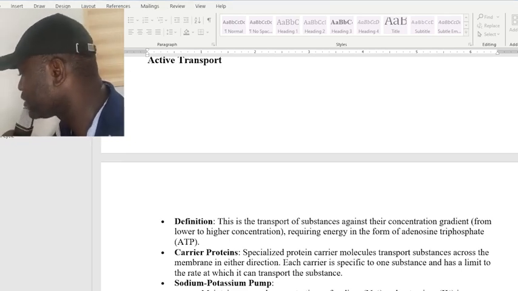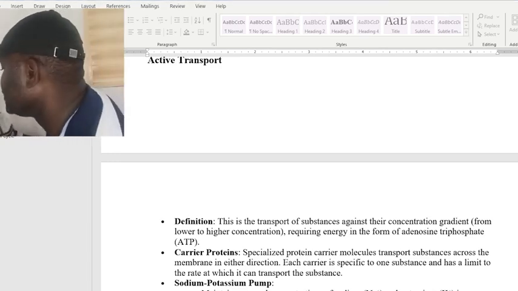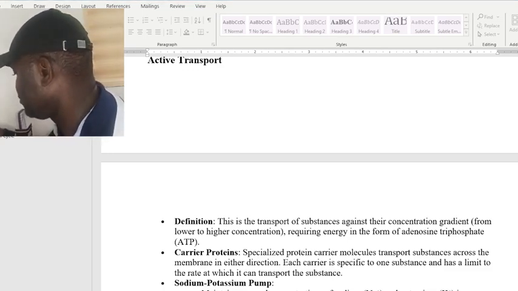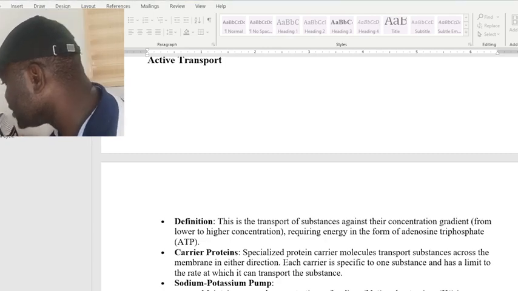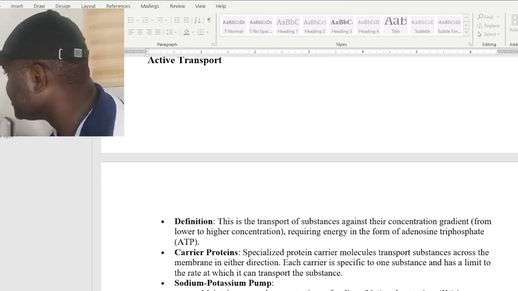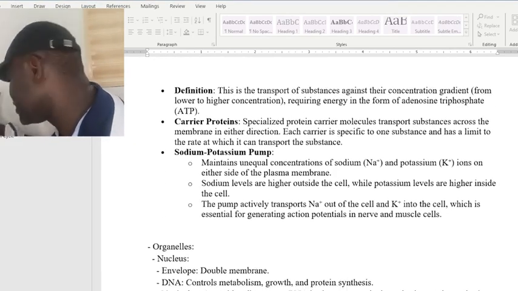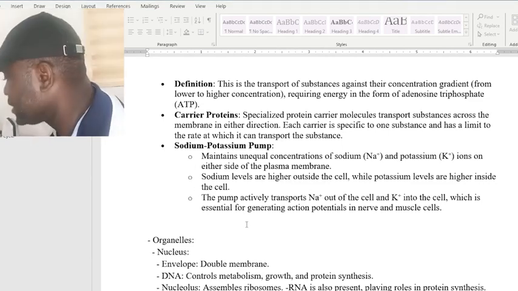But it also requires specialized carrier proteins too. These proteins are called pumps. Take for instance, the sodium potassium pump is a form of active transport and it uses ATP, and this maintains the balance of sodium and potassium ions both in the intracellular fluid compartment and the extracellular fluid compartment.